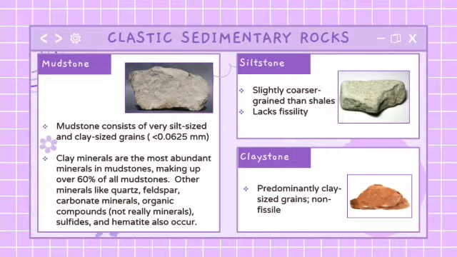Clay minerals are the most abundant minerals in mudstones, making up over 60% of all mudstones. Other minerals like quartz, feldspar, or carbonate minerals, organic compounds, and hematite also occur. Siltstones are slightly coarser grained than shales and lack fissility.